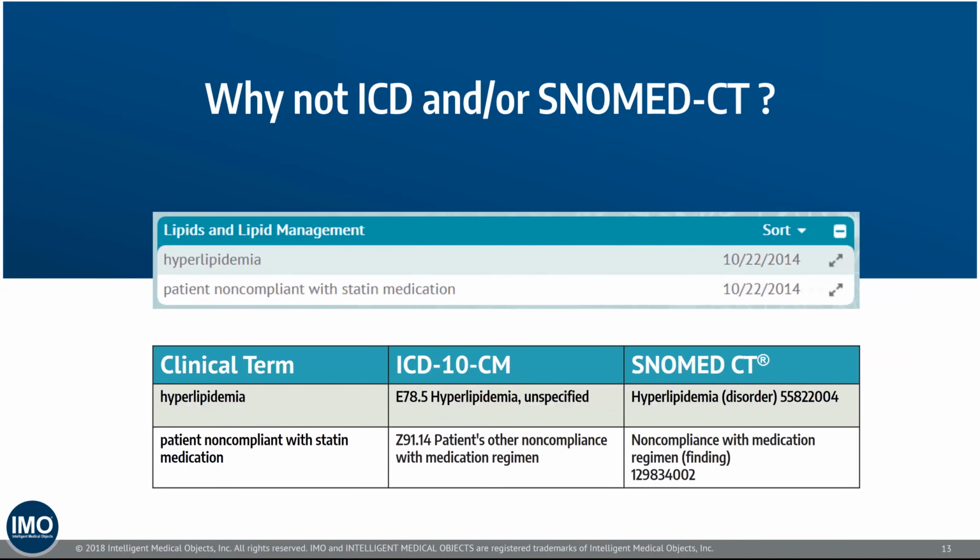A very good question. ICD, most people don't argue about. That really wasn't designed to be a clinical documentation system or a sorting system. It's more for classification of disease. But why not SNOMED? Well, if we look at the list that we have there, we have 2 problems in the IMO category of lipid and lipid management. That by itself is a new category that we've introduced.